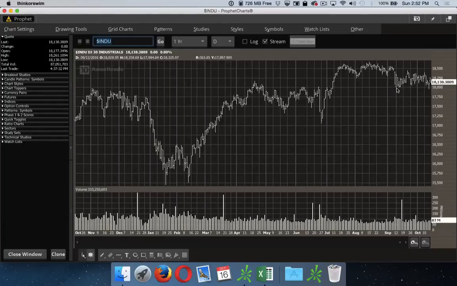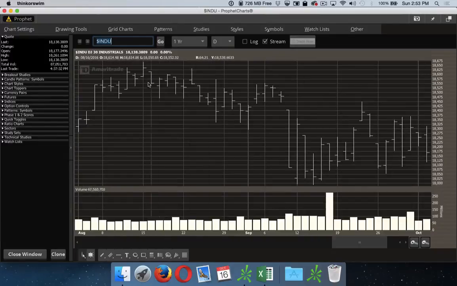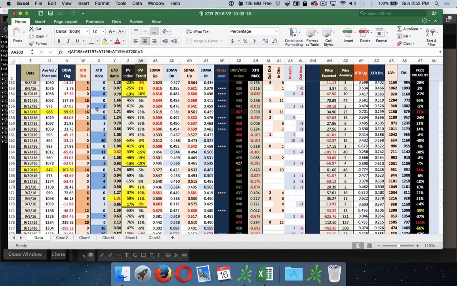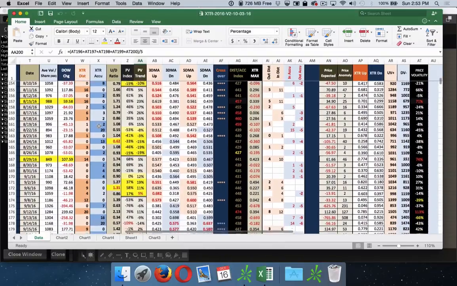We hit a little intermediate term low here from this level, which was about, let me see if I can zoom in here, it was this level right here. High was 18,668, and we hit a low of about 18,000. So we came down almost 700 points from the 15th, and that's when we had these two huge distribution days. And then after that, we started to get some selling.